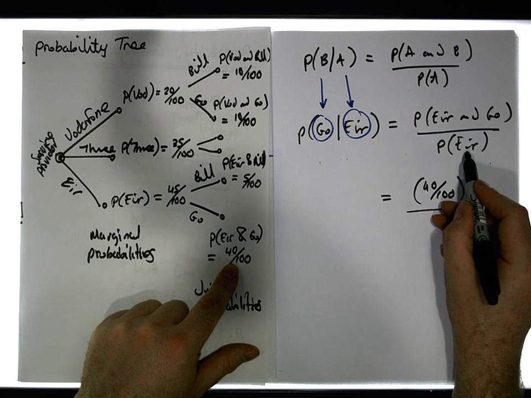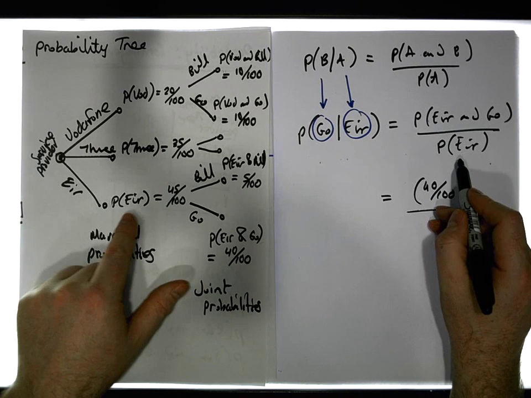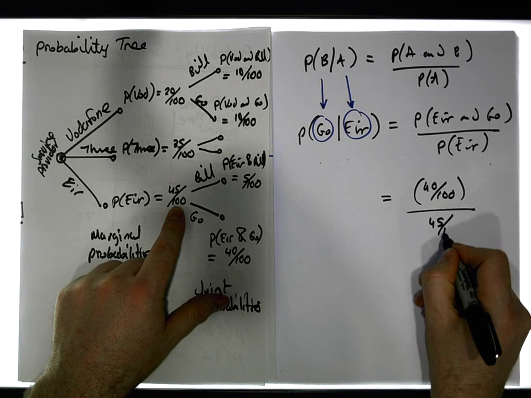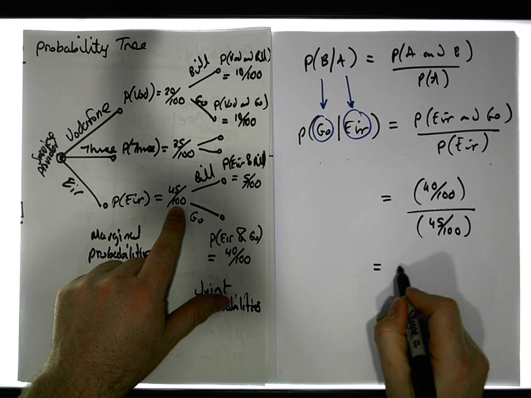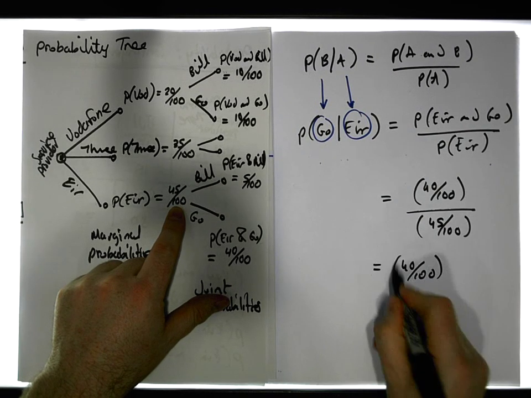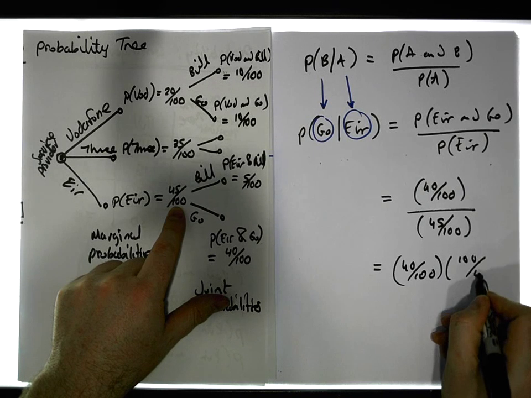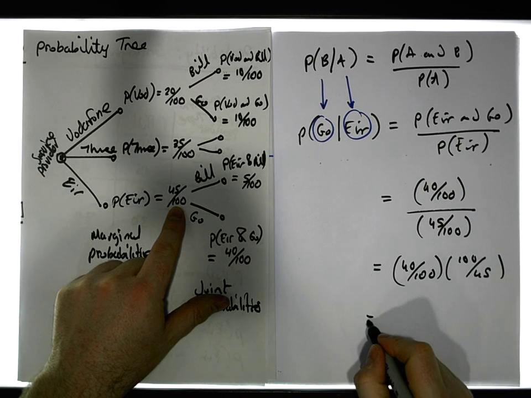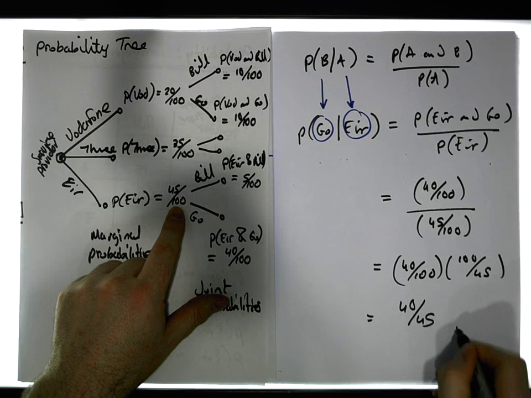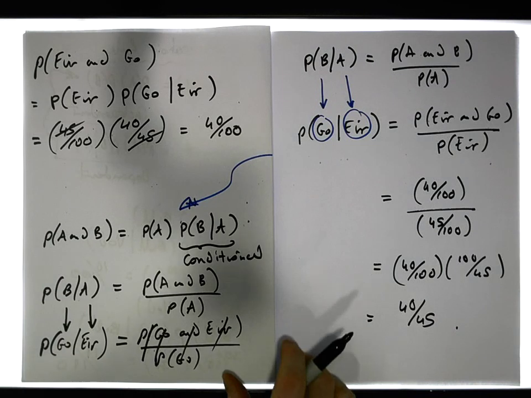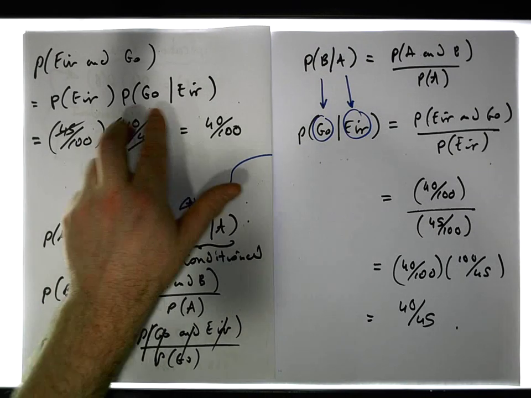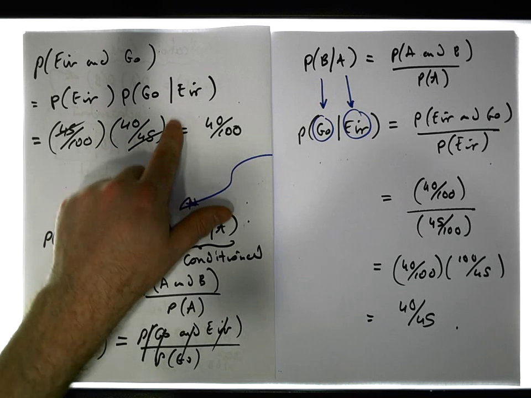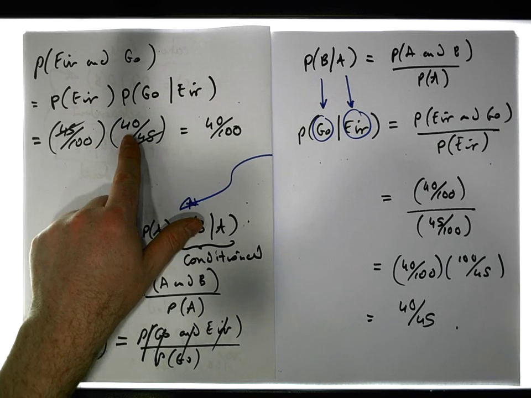The air customer marginal probability is 45 chances out of 100, so we invert and multiply. That's the same as 40 out of 100 times 100 over 45. The hundreds cancel, which gives us 40 chances out of 45, which is actually what we had earlier on. The probability that you're a Go customer, knowing you're an air customer, was 40 chances out of 45.